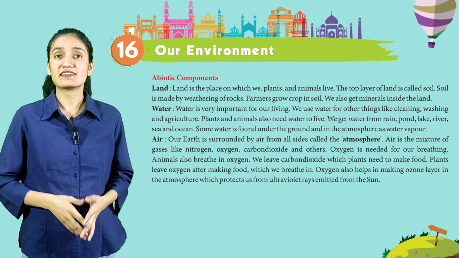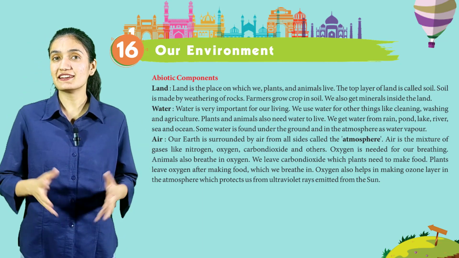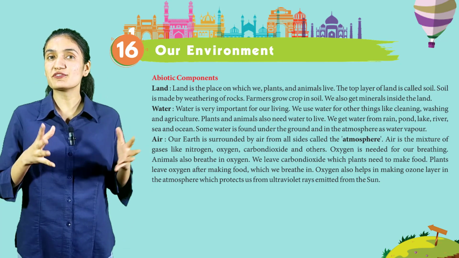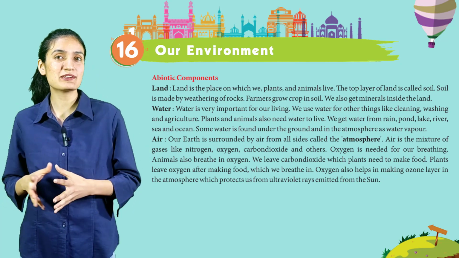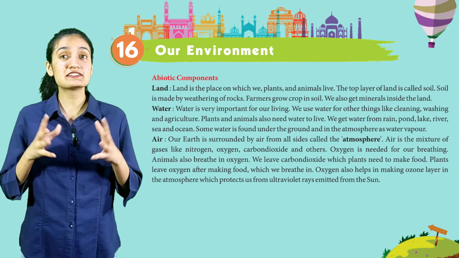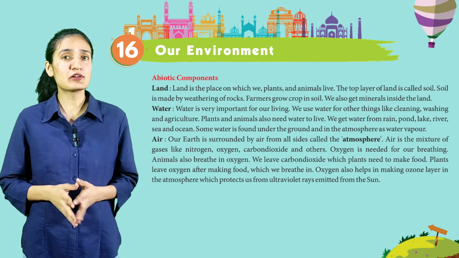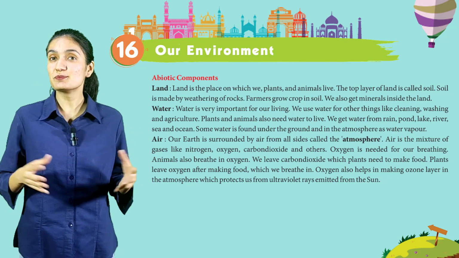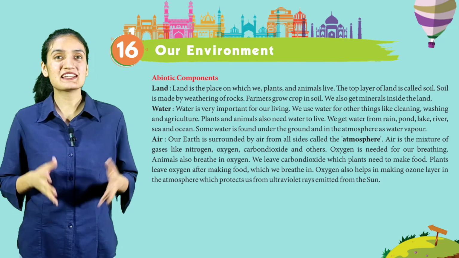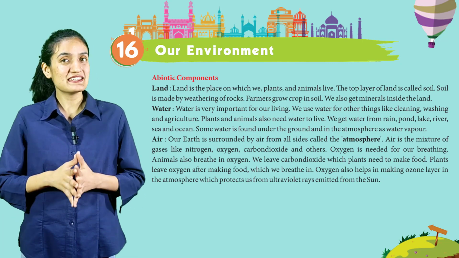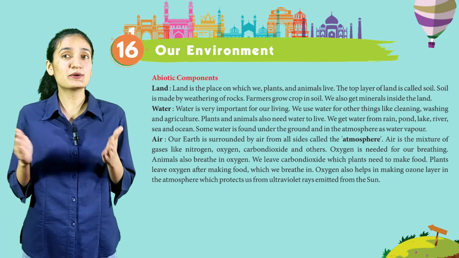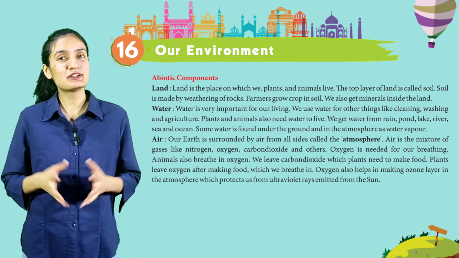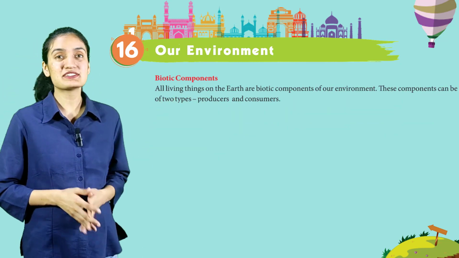Next is air. Our earth is surrounded by air from all sides, called the atmosphere. Air is the mixture of gases like nitrogen, oxygen, carbon dioxide and others. Oxygen is needed for our breathing. Animals also breathe in oxygen. We release carbon dioxide which plants need to make food. Plants release oxygen after making food, which we breathe in. Oxygen also helps in making the ozone layer in the atmosphere, which protects us from the ultraviolet rays emitted from the sun.